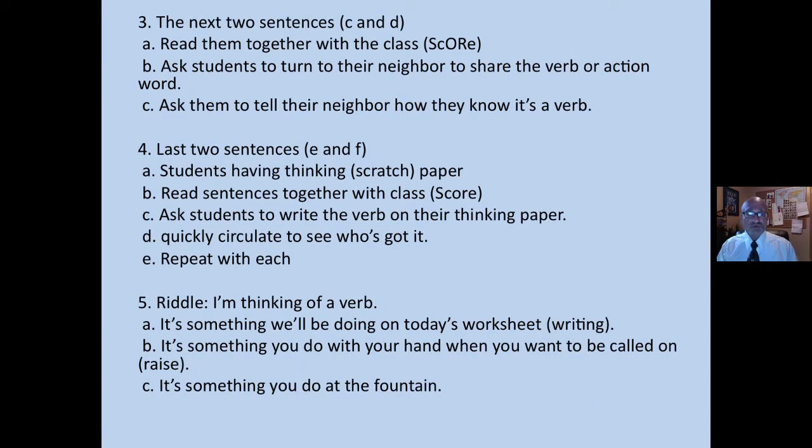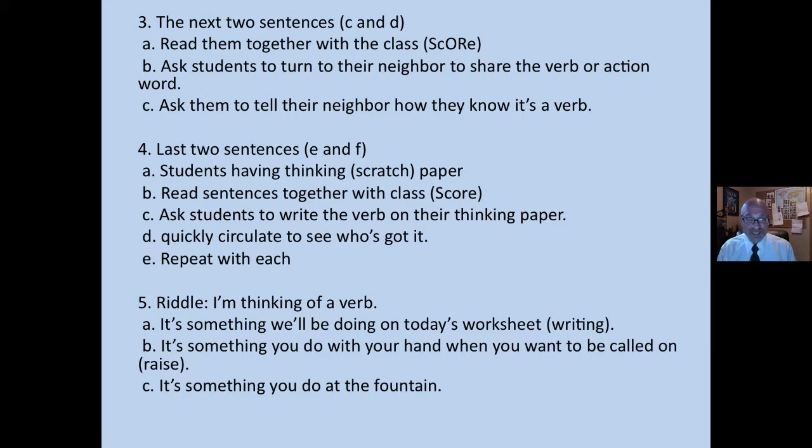The next two, read them together with the class, using scaffolded oral reading again. Ask students to turn to a neighbor and share the verb or action word. What do you think it is? Ask them to tell their neighbor how they know it's a verb. Again, a quick way for you to check in. You're walking around, listening to your students. Real simple, formative assessment.